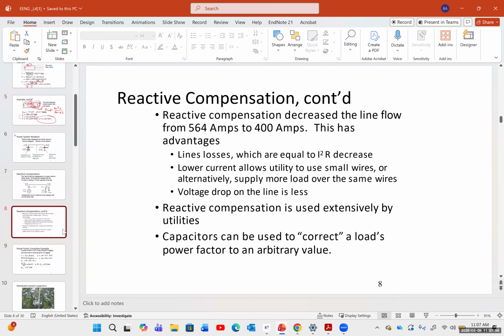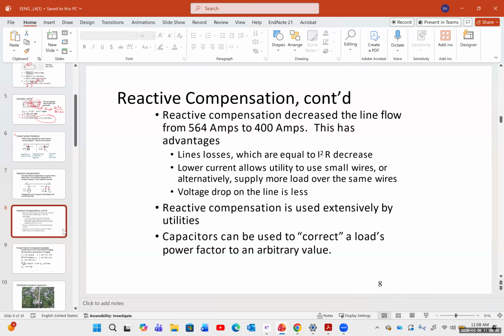Now, why do we want to do reactive compensation, in other words, a power factor correction in the system? Because first, reactive compensation decreases the line flow. In this example, it decreased from 564 amps to 400 amps. Now, reducing the current has multiple advantages. First, the line loss would decrease, and it's going to decrease at a rate of I squared R, which is huge.